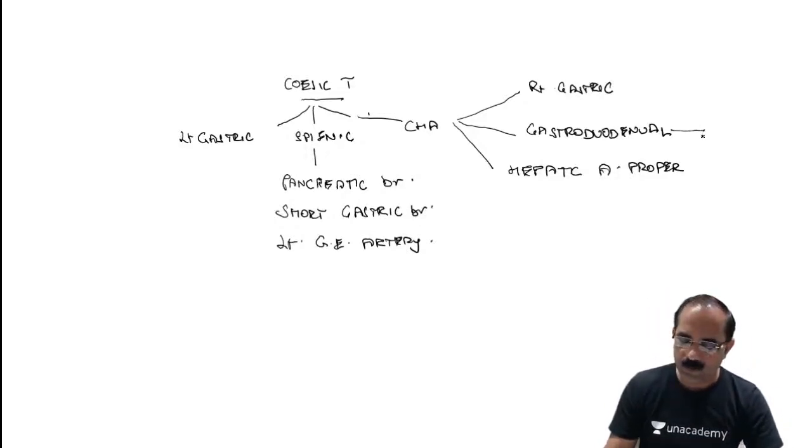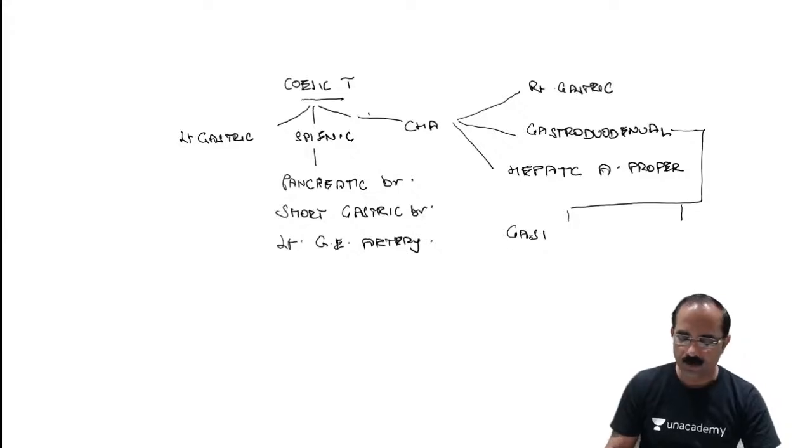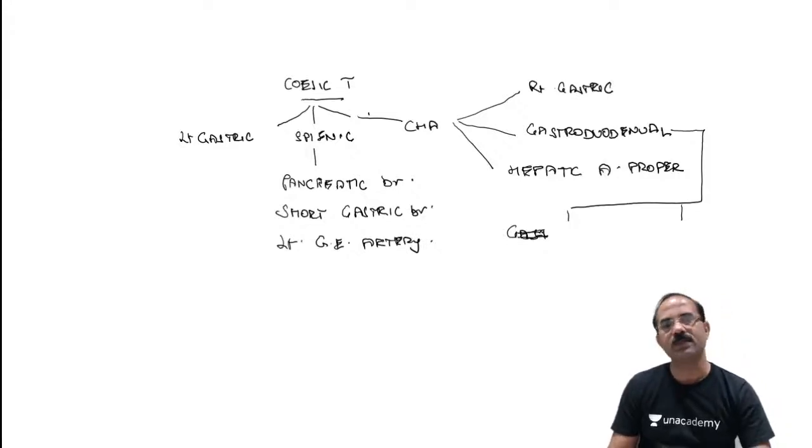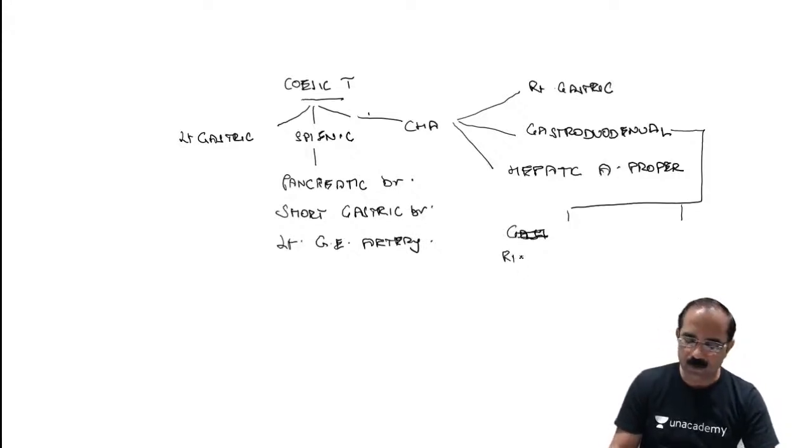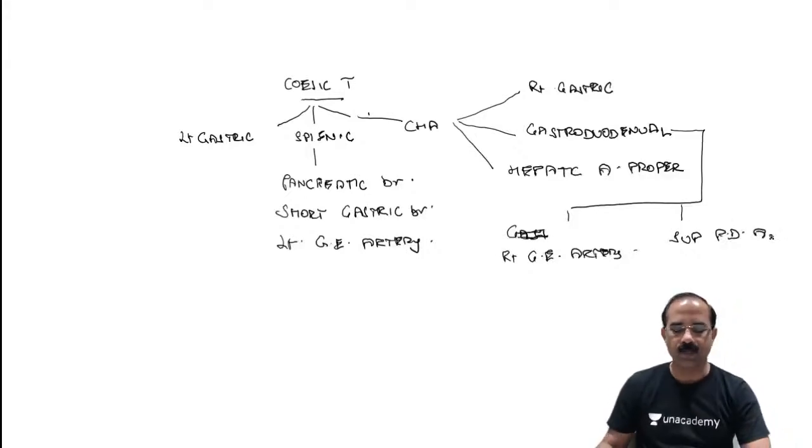The gastroduodenal artery would further give two branches. What is this? One is the right gastroepiploic artery, and the second one is the superior pancreatico-duodenal artery. Okay, so this is about the celiac trunk.